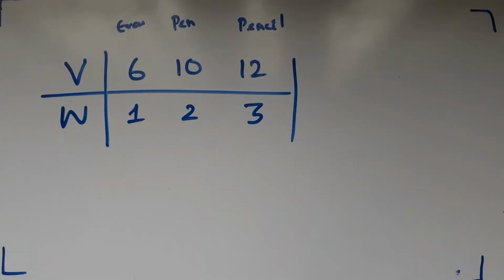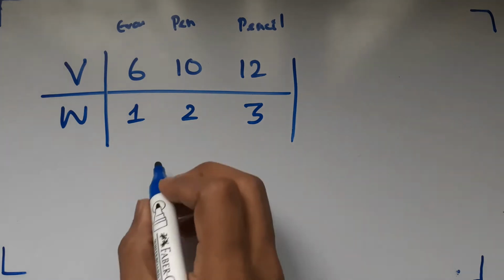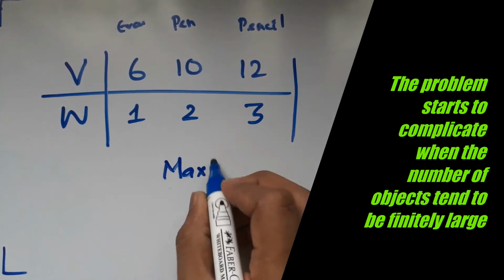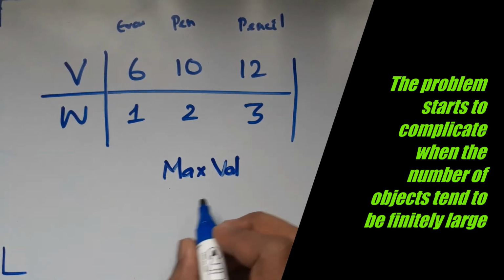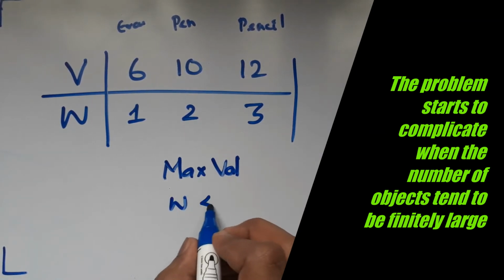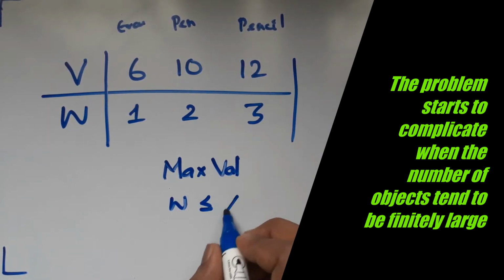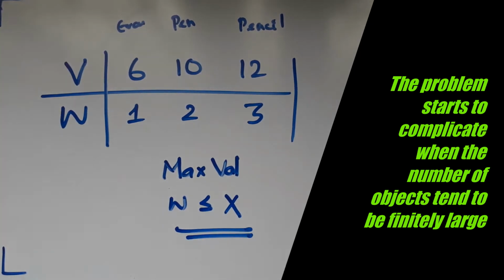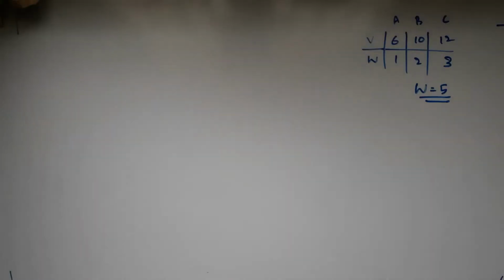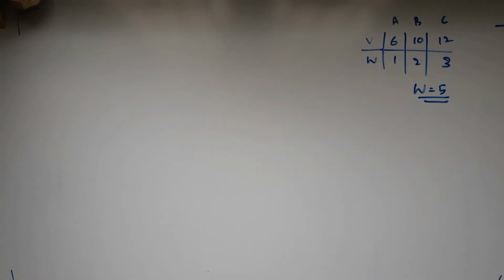These are the 3 objects that are given to us: an eraser, a pen and a pencil, whose values are given and whose corresponding weights are given. Now we want to maximize the value. At the same time, we have to hold it to a constraint, that is the weight should be less than or equal to some x value. Now how do we go about and solve this problem?